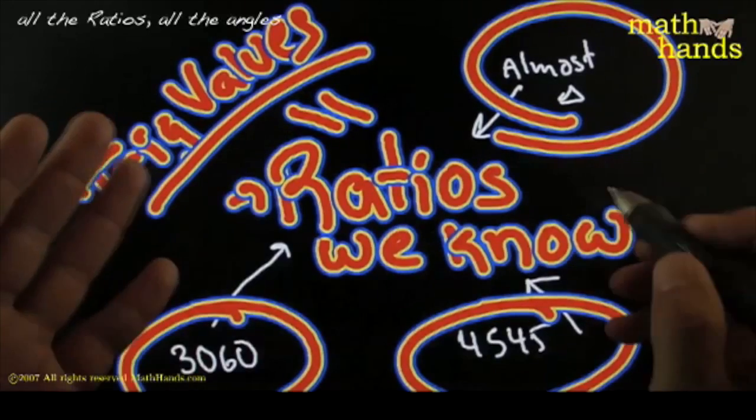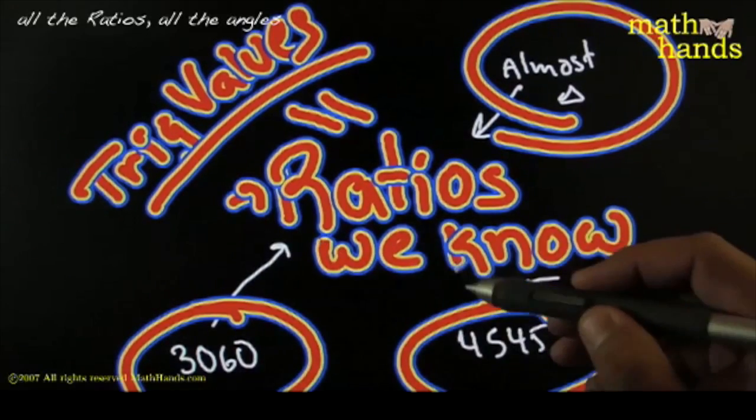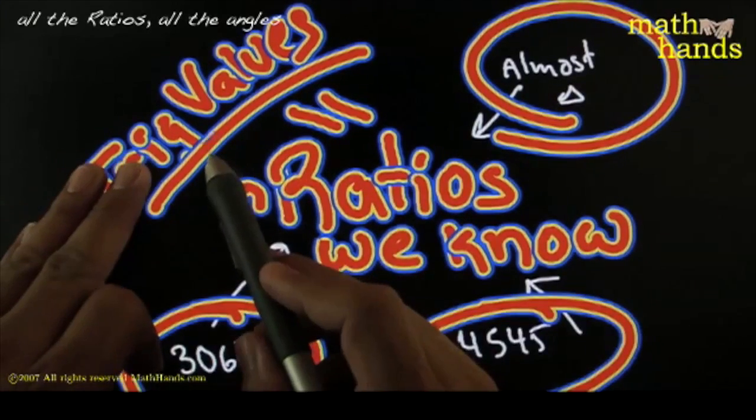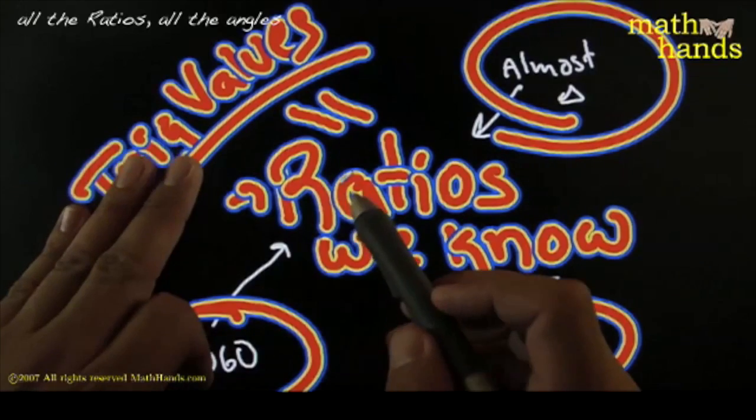We already know some ratios. We already know the ones for 30/60. We already know the ones for 45/45. To know the ratios is the same thing as knowing the trig values. Okay, these are exactly the same thing.